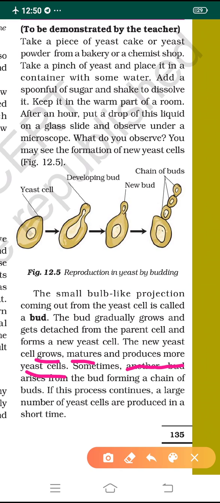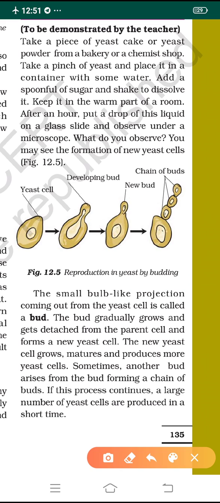The new yeast cell which is produced and detached from the parent cell will also grow and mature, and again it starts producing more and more yeast cells. So this is how yeast reproduction takes place rapidly.